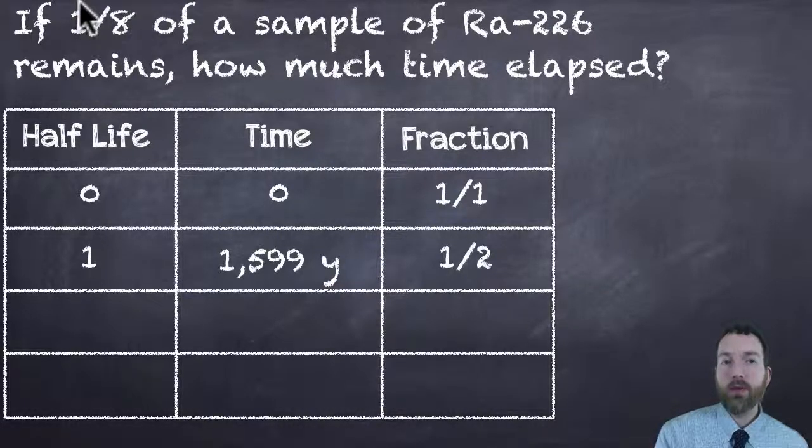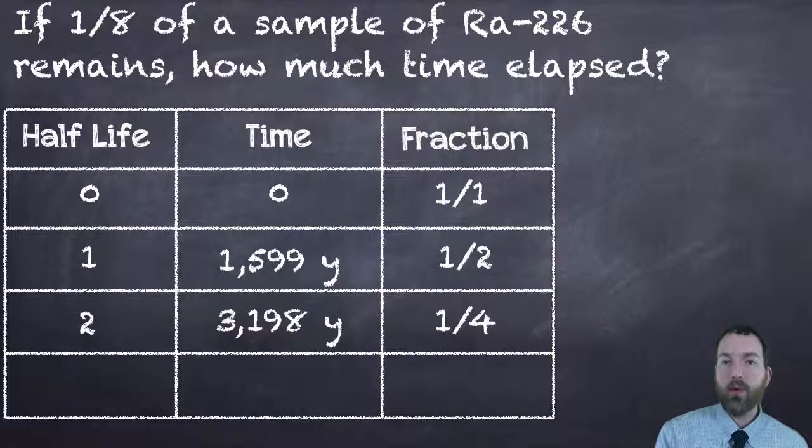Okay, so I need to know how much is going to be remaining after 1/8. So I need to keep going. So I'm going to keep going down my chart. After a second half-life, another 1,599 years has elapsed. So we're up to 3,198 years. 1/4 of my original amount will be there.